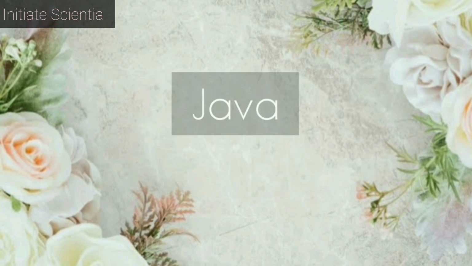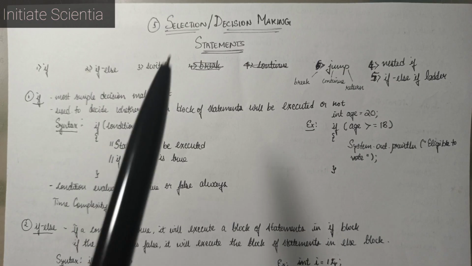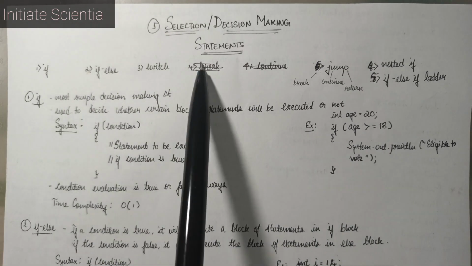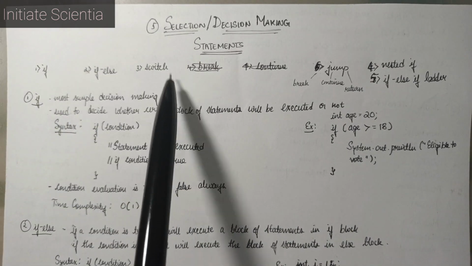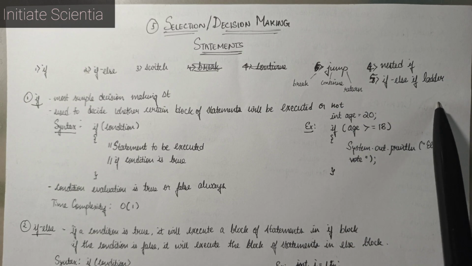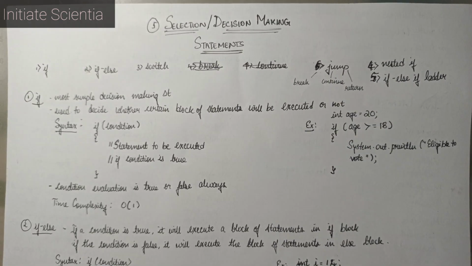This is the Java series. In today's video, let's discuss selection or decision making statements. We have if else, switch, nested if, else if ladder, and jump statements such as break, continue, and return.